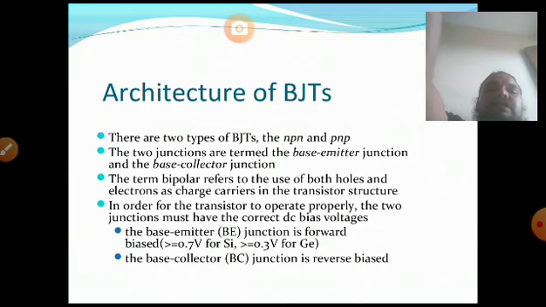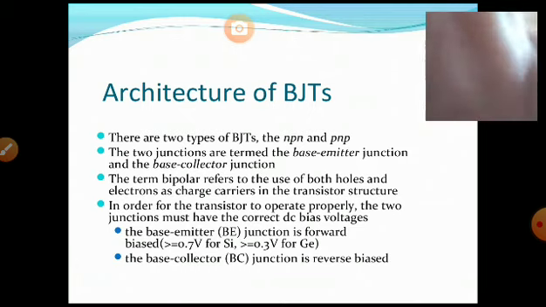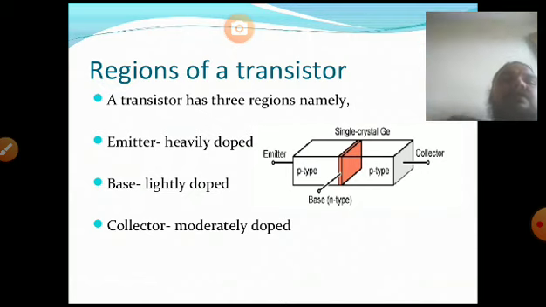The base-emitter (BE) junction is forward biased, so greater than 0.7 volts for silicon, 0.3 volts for germanium. The base-collector junction is reverse biased.